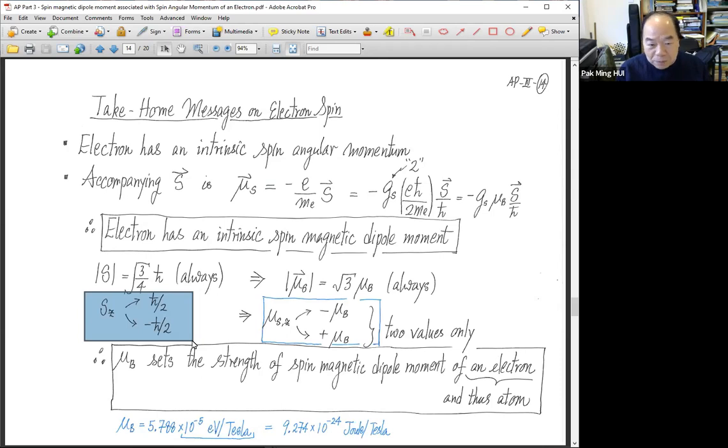Because the electron is charged minus e, there is an associated magnetic dipole moment. So with the spin angular momentum, there is a spin magnetic dipole moment. The magnitude of this spin magnetic dipole moment is a constant, square root 3 Bohr magneton. The Bohr magneton is a number that you should roughly remember the order of magnitude. It is 10 to the minus 5 electron volt per Tesla.